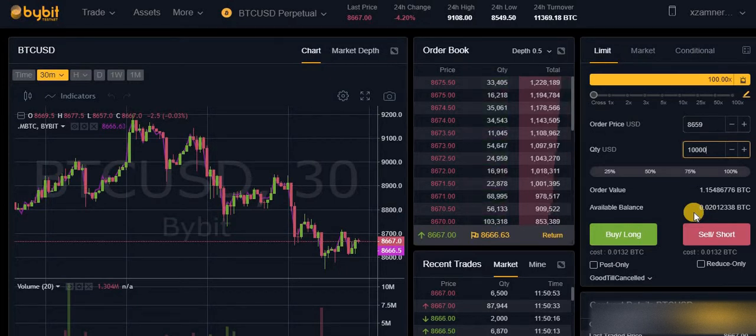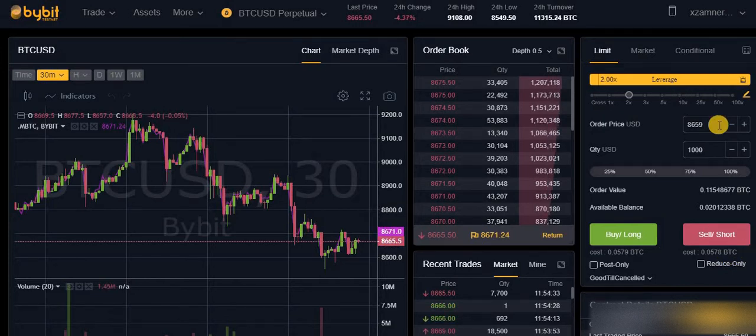But since you are using leverage, there are different leverages in Bybit. You either use cross margin, which is right here, or you choose one of the existing leverages. You can use 1x, 2x, 3x, 5x, 10x, 50x, 100x. The highest is 100x so far. Let's say you want to use 10x leverage. As you can see, 10x leverage would give you the same order value of 1.154. Your available balance is 0.02. The cost price has reduced to 0.1.